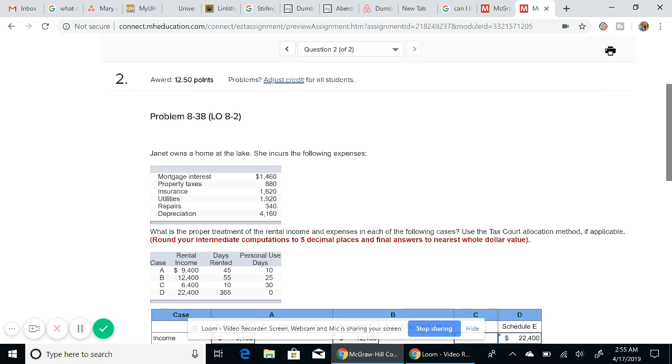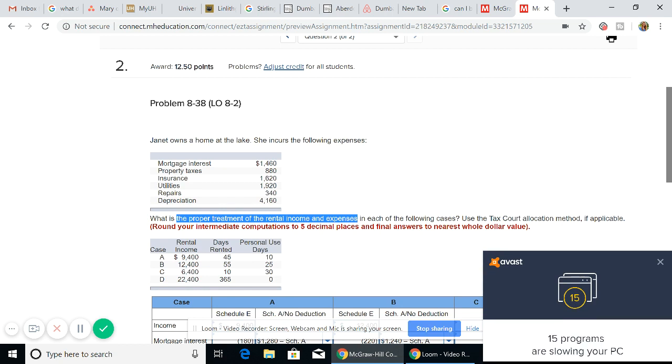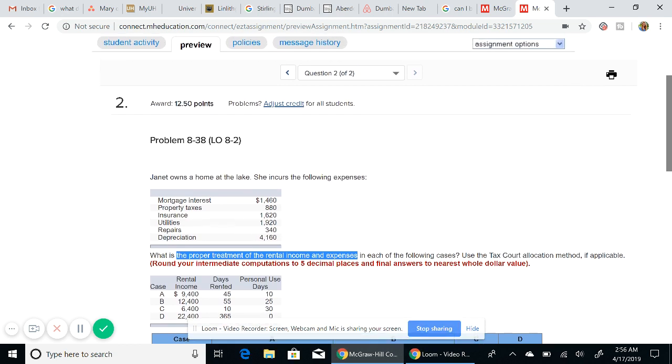Now, this one is a little bit trickier. Janet owns a home by the lake and she incurs the following expenses: similar expenses, mortgage interest, property taxes, insurance, utilities, repairs, and depreciation. We're going to look at four different situations, A, B, C, D. What is the proper treatment of rental income and expenses in each of the following cases? Use the tax court allocation method. If you look up in your book for vacation homes, there are quite a bit of rules to determine if it's primarily a rental, primarily personal, or part rental, part personal. How you allocate the expenses is the tax court method and the IRS method.